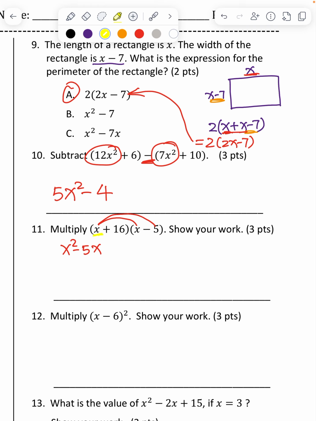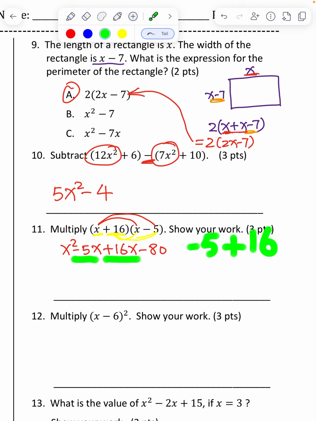We're going to do the second term, positive 16. So 16 times x, that's a positive 16x. And then 16 times negative 5, that's negative 80. Now we have two like terms in the middle, which is negative 5x plus 16x. So negative 5 plus 16, that is 16 minus 5, right? So that's 11.